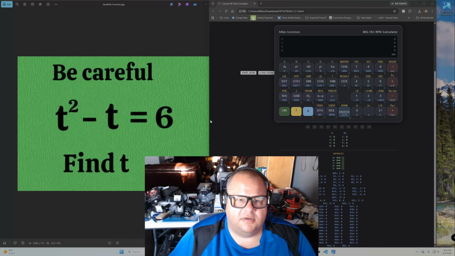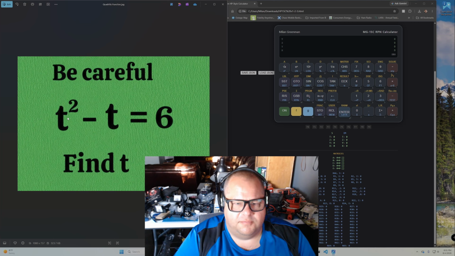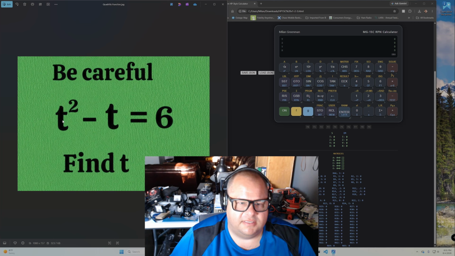Alright, you may stumble across these equations on the internet. I found this one on Facebook, and I thought it was really funny because I found another one. It was the exact same equation, but they switched the variable to p instead of t.